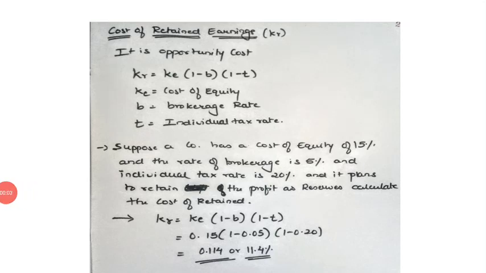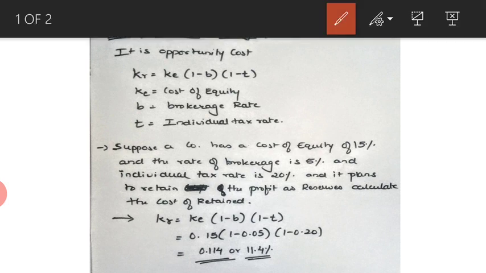Good morning everybody. Today we are going to move ahead with the last part of the specific cost of capital, that is cost of retained earnings, which is represented by KR. Cost of retained earnings is also called KR. As we have KD for cost of debt, KP for cost of preference, KE for cost of equity, in the similar way we have KR for cost of retained earnings.